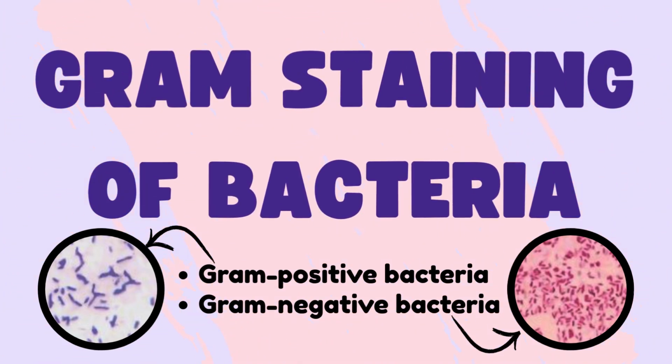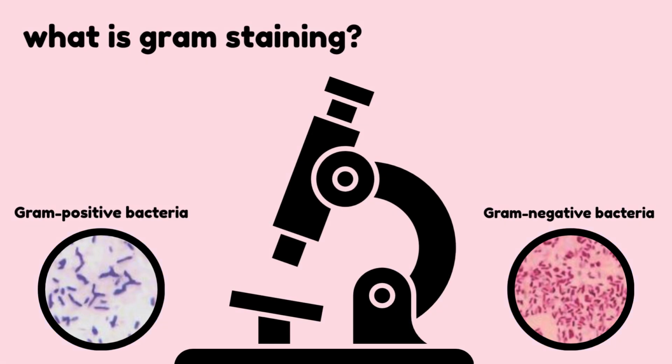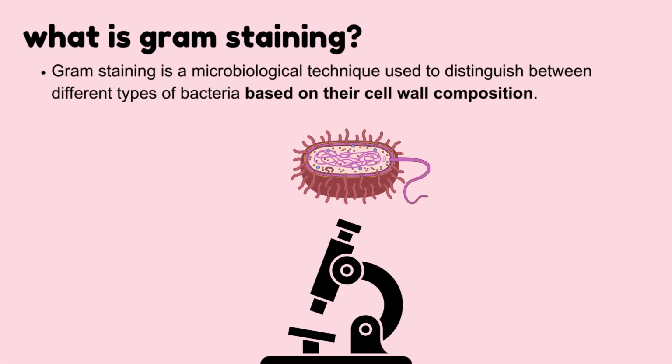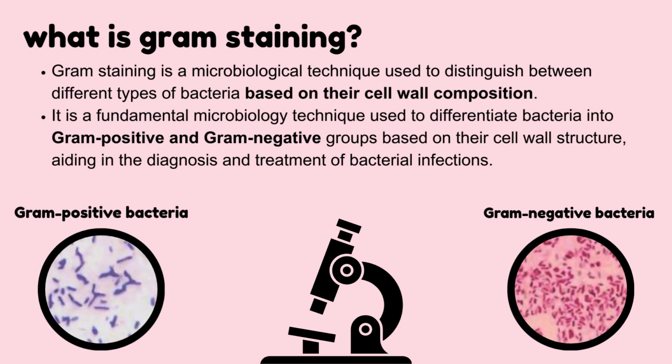Gram staining of bacteria. What is gram staining? Gram staining is a microbiological technique used to distinguish between different types of bacteria, based on their cell wall composition. It is a fundamental microbiology technique, used to differentiate bacteria into gram-positive and gram-negative groups based on their cell wall structure, aiding in the diagnosis and treatment of bacterial infections.